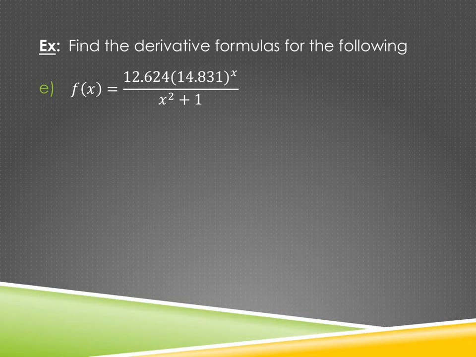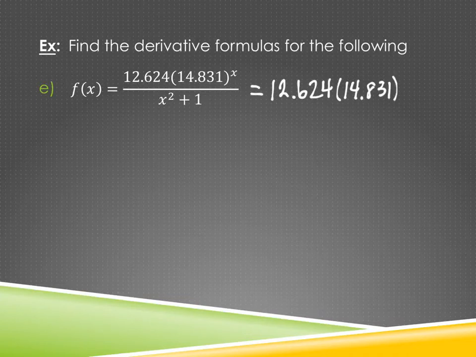All I'm going to do is rewrite this problem, 12.624 times 14.831 to the x. And I'm going to take everything that's in the denominator and move it up to the numerator. So I've got x squared plus 1, which we kind of did last time. But if I just move things up, what do I have to do to compensate for that? Yep, I need a negative 1 exponent. And now, it's product rule, right? So I have two pieces. The first piece is this one.